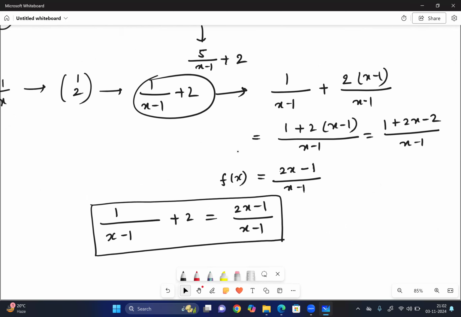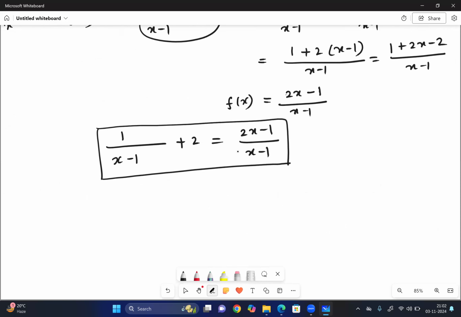Look at the left side: it is reciprocal form. And the right-hand side is rational. So whenever a reciprocal is translated vertically, it becomes rational. Is that clear to you?